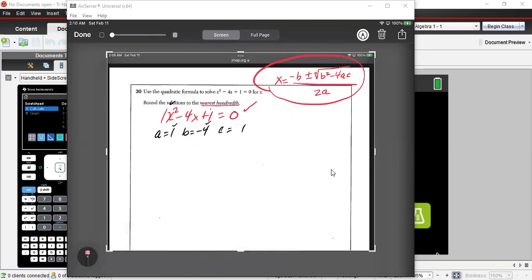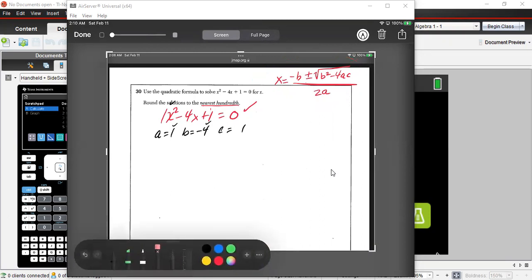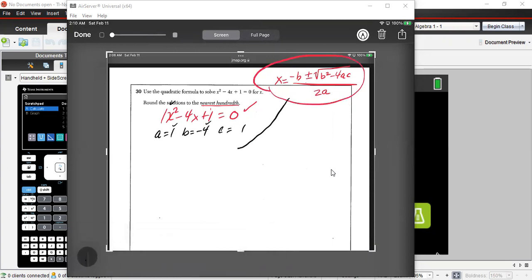Now we're going to take this formula and plug these values in. So x equals negative 4, because that's the b, plus or minus the square root of b squared, which is negative 4 squared, minus 4 times the a, which is 1, times the c, which is also 1. Then we divide this whole thing by 2 times 1. That's the formula.